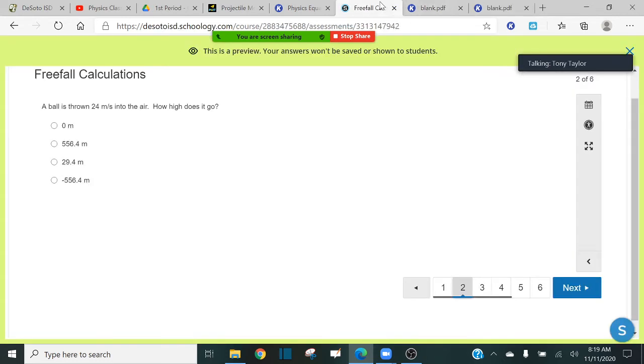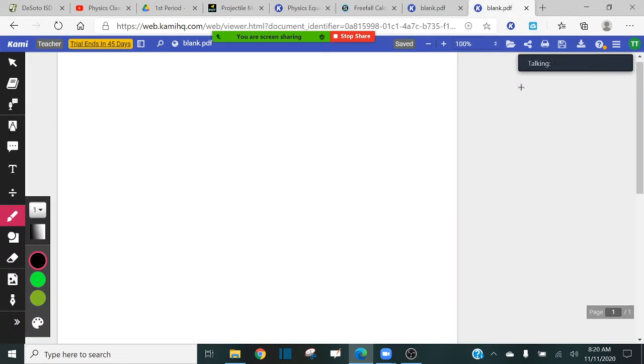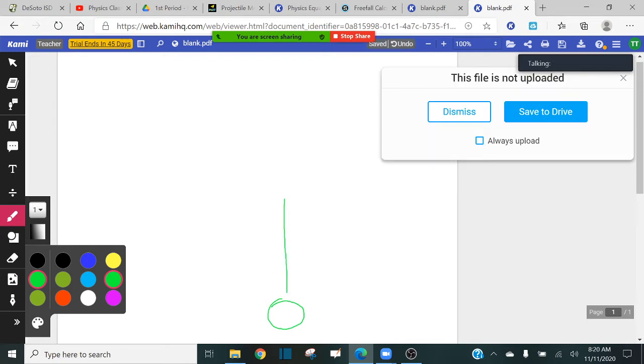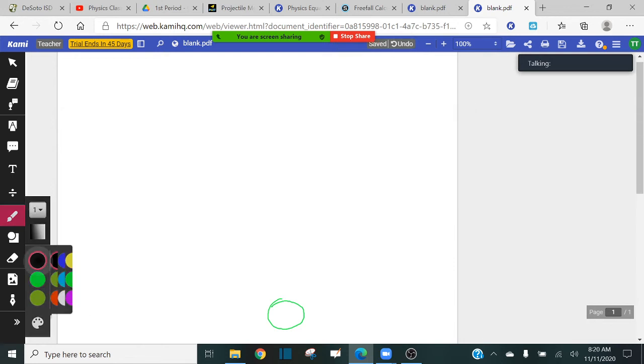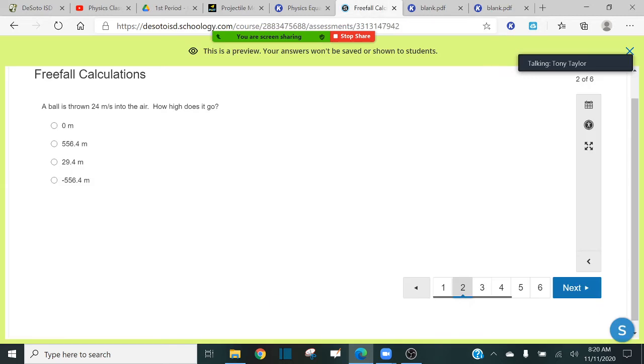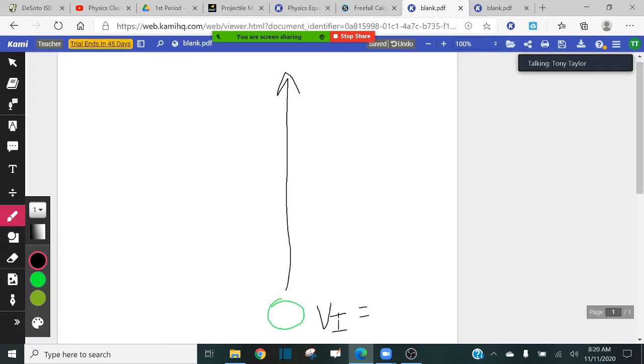So a ball is thrown straight up into the air. Its initial velocity is 20 meters per second. How high does it go? So we have a ball. We throw it straight up into the air. Okay. We're also told the initial velocity. The moment the ball was released, it had an initial velocity of 24 meters per second.